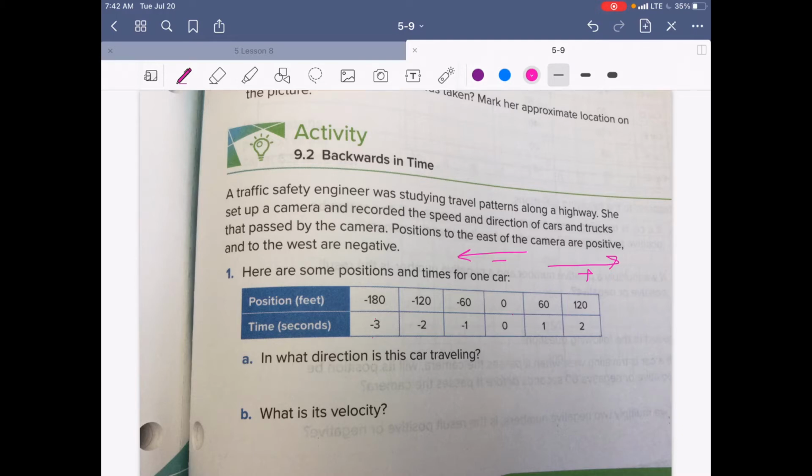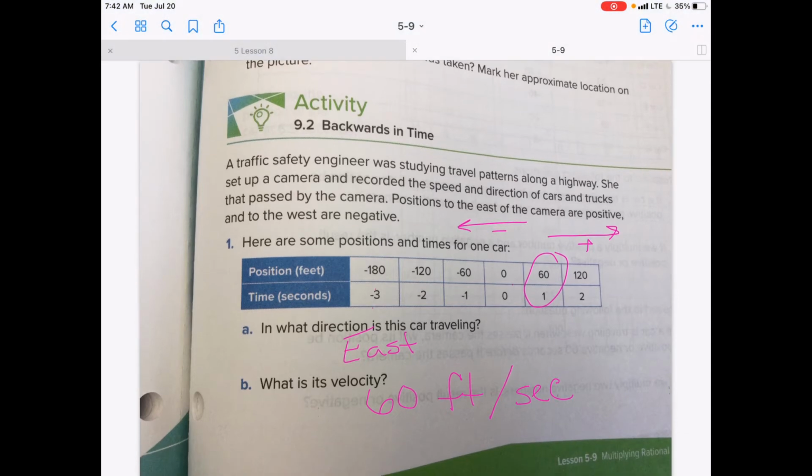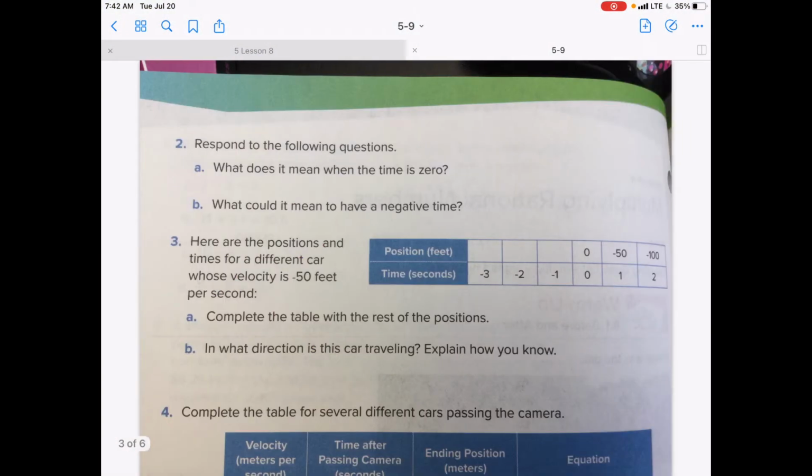So in what direction is this car traveling? Is it going east or is it going west? That's right, it's going to the east. And what's its velocity? How fast is it going? One way to find velocity is to look at 1 second, and we've got our speed per second. So our velocity is 60 feet per second. Nice. Let's turn the page.